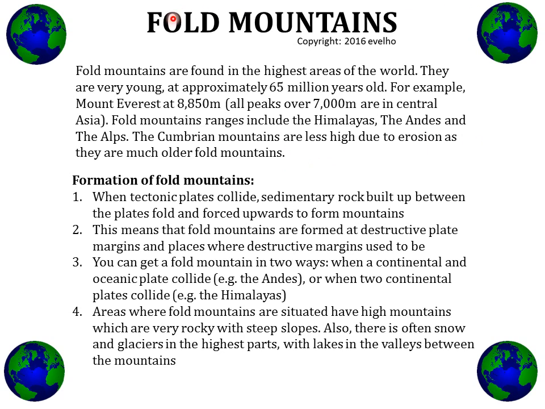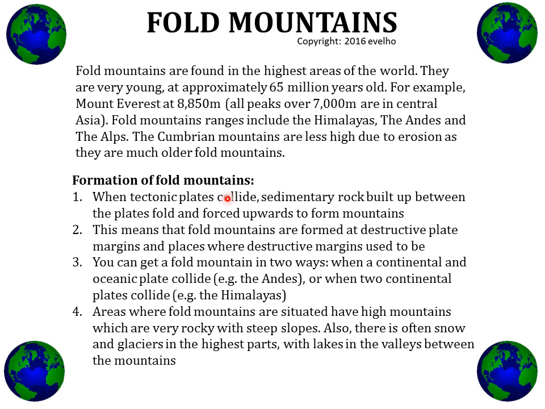So fold mountains. Fold mountains are found in the highest areas of the world. They're very young, at approximately 65 million years old. For example, Mount Everest at 8,850 meters tall, and all peaks over 7,000 meters are in Central Asia. Fold mountain ranges include the Himalayas, the Andes, and the Alps, and we'll have a look at the Andes as a case study. The Cambrian mountains are less high due to erosion, as they are much older fold mountains.